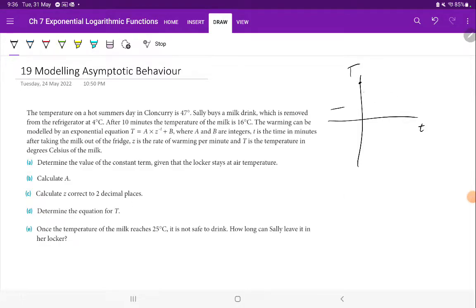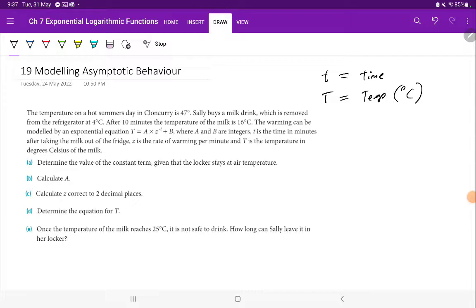Alternatively, if you take, say, a carton of milk out of the fridge, it's going to be approaching from the bottom instead. So we're going to be having a look at these different exponential functions that model T and t, where little t is going to be time and big T is going to be temperature. And we're going to be using degrees Celsius.